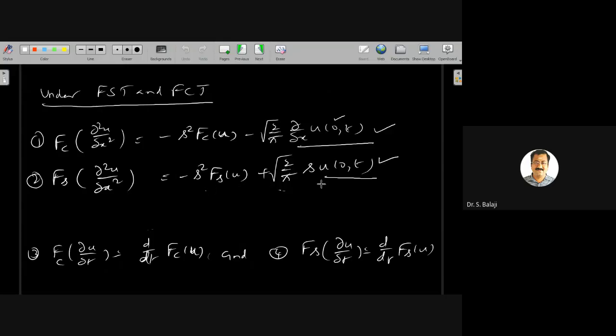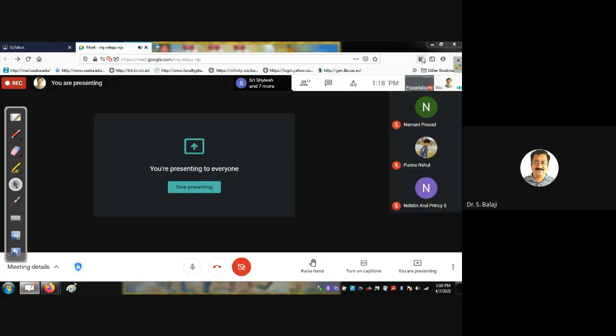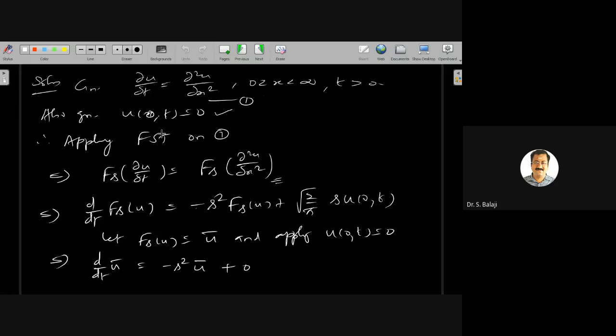minus s square Fs of u plus root of 2 pi by s into u of 0 comma t. And these two are the same, but here minus, here plus. Here s, but here dou by dou x. So minus s square Fs of u plus root of 2 pi by s into u of 0 comma t. But already given u of 0 comma t equals 0.